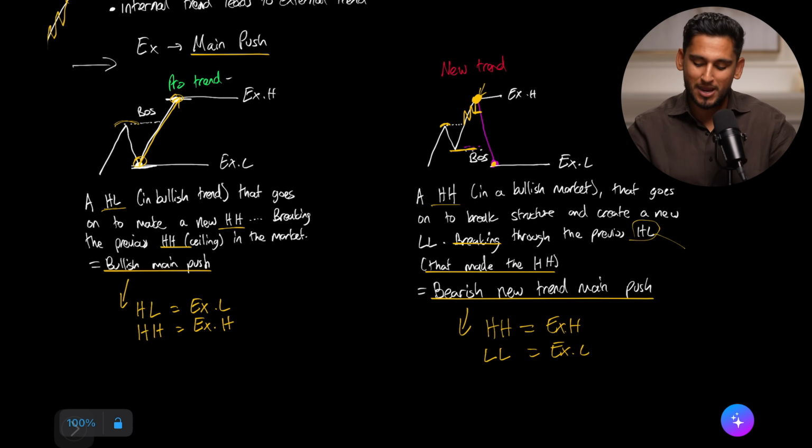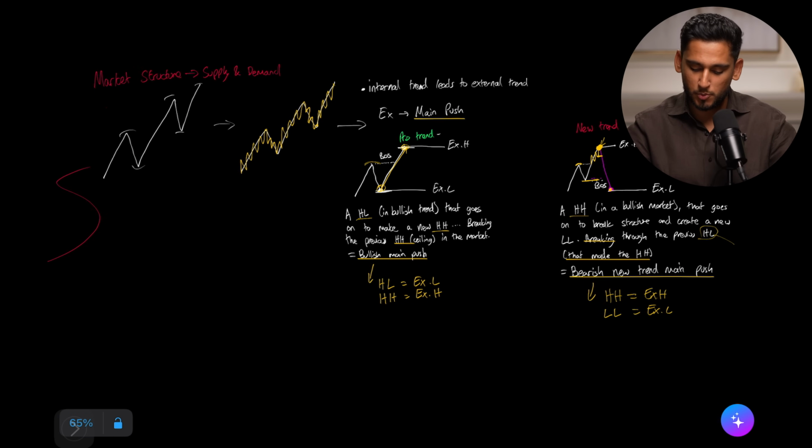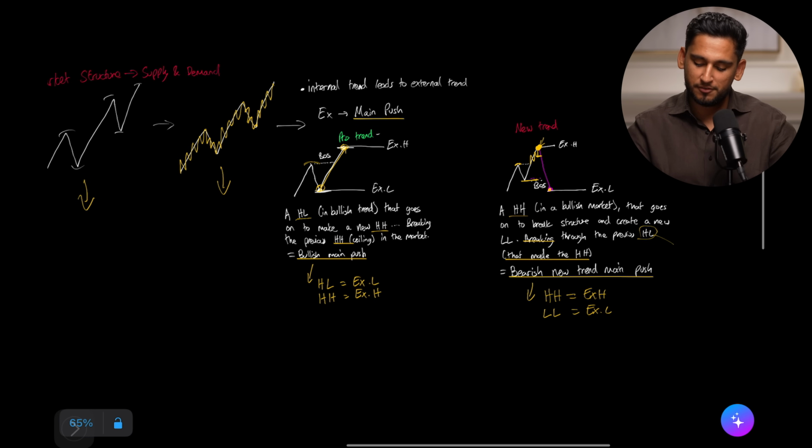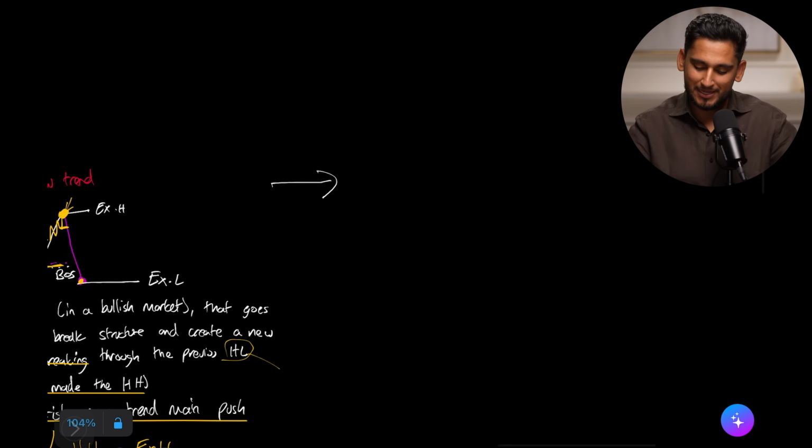Now, why did I show you how to find main pushes? If we now follow our sequence, we've understood trend, we've understood external and internal structure. We have now defined the external structure with main pushes. And now let's move on to defining internal structure.